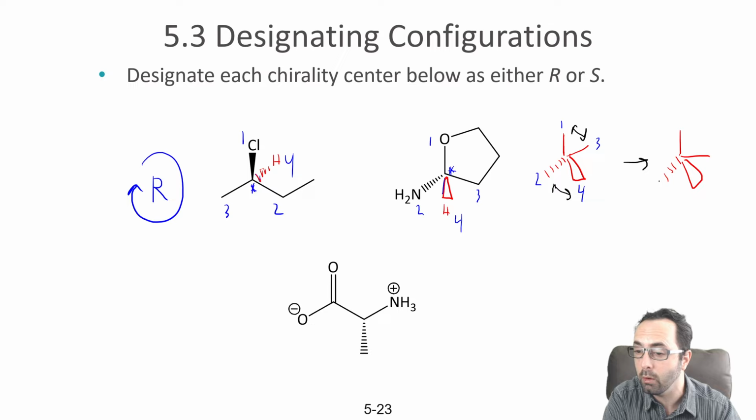So the 4 is going to be at this position on the dash now. The 2 is going to be on the wedge. The 3 is going to be here, and the 1 is going to be here. And so now the 4 is in the back, and we have 1, 2, 3 in the clockwise position. 1, 2, 3. So this is going to be an R designation.